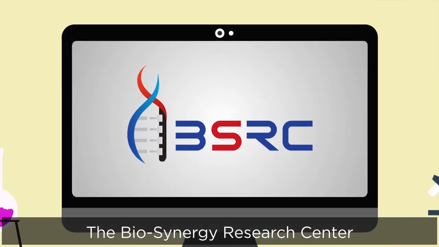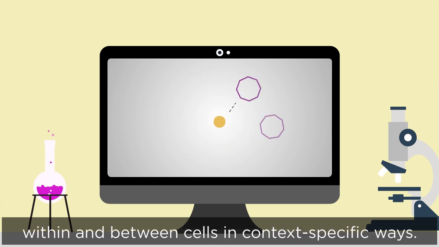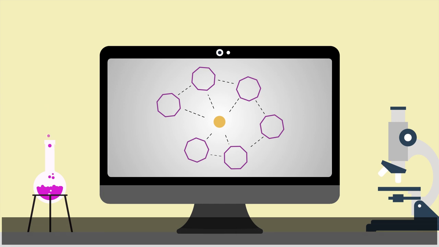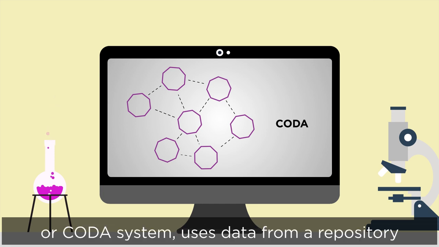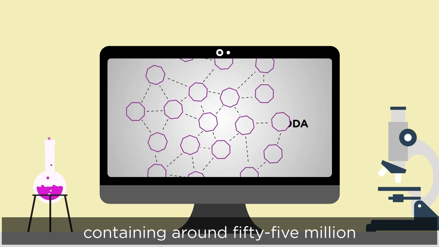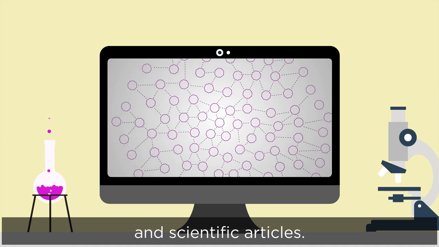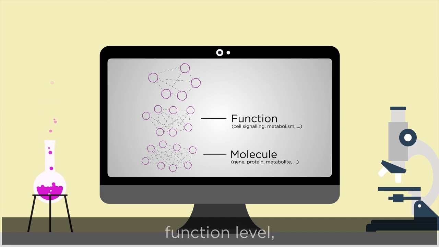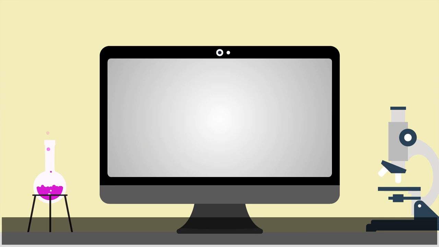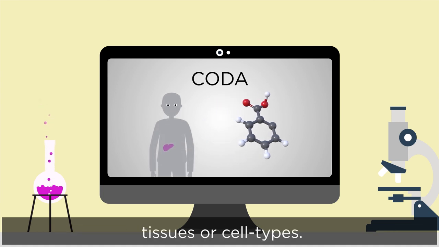The Biosynergy Research Center has developed computational models to analyze how drugs affect biological associations within and between cells in context-specific ways. Context-oriented directed associations, or CODA system, uses data from a repository containing around 55 million biological associations gathered from biological databases and scientific articles. These biological associations are reorganized into three levels of network: molecule level, function level, and phenotype level. Researchers can use the CODA system to predict how certain drugs could affect certain organs, tissues, or cell types.